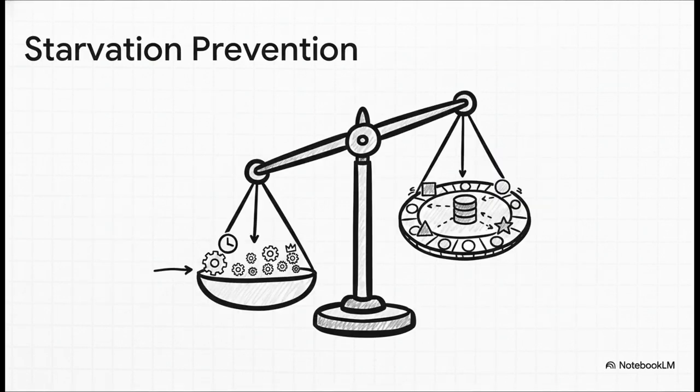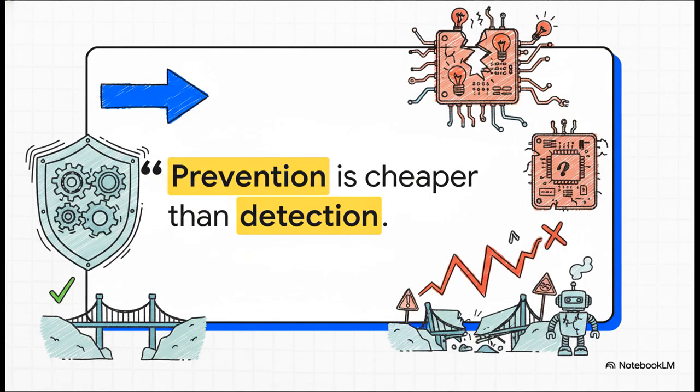Finally, to stop starvation, you have to bake fairness right into your system scheduler. A really cool technique for this is called aging. The idea is simple. The longer a process waits, the higher its priority becomes. It's like letting someone who's been waiting forever cut to the front of the line. It guarantees that eventually, everyone gets a turn. And all of this really points to a core philosophy in engineering. While you can build complex systems to detect these problems and try to recover from them, it is always better and cheaper to just design your system so they can't happen in the first place. An ounce of prevention is worth a pound of cure, right?